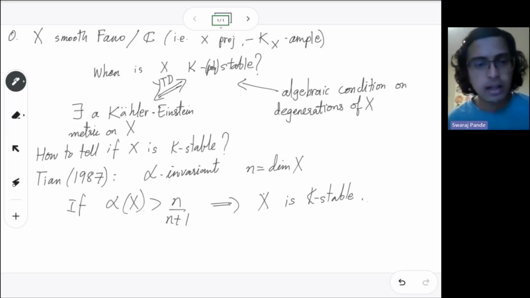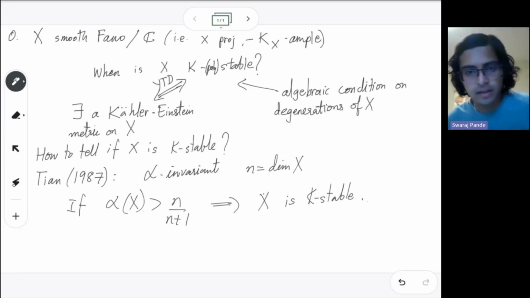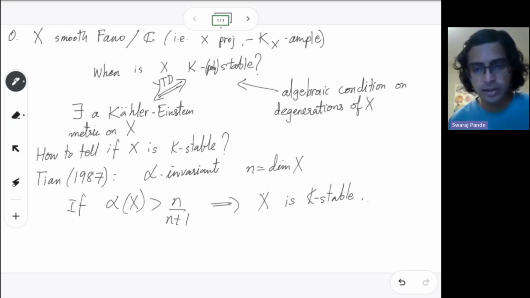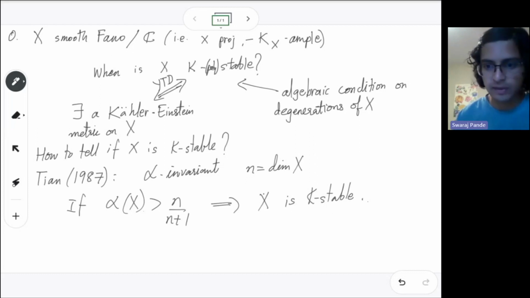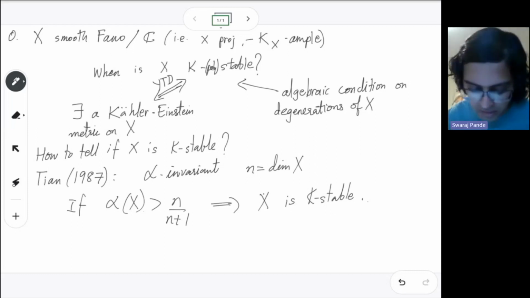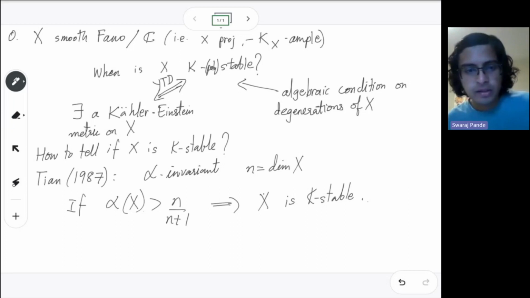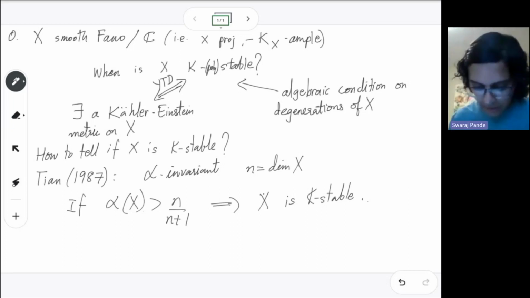I'll give you a definition of the alpha invariant in the next section, but whatever it is, it provides a sufficient condition for K stability. It's not a necessary condition, so it does not characterize K stability, but it provides a sufficient condition. Using this, I think Tian solved the problem for smooth del Pezzo surfaces, and maybe more. So that's the history of the alpha invariant.